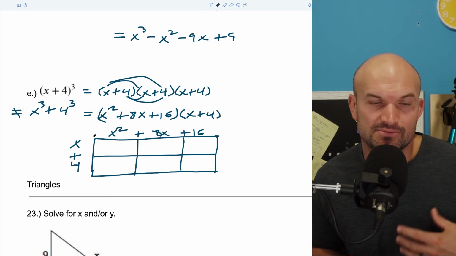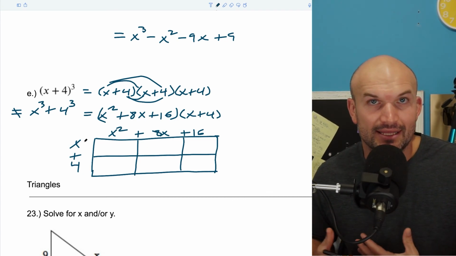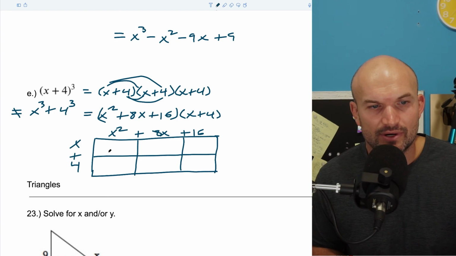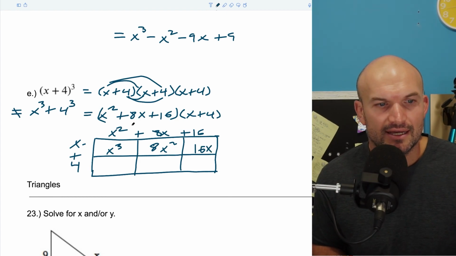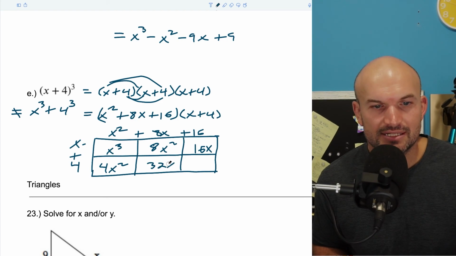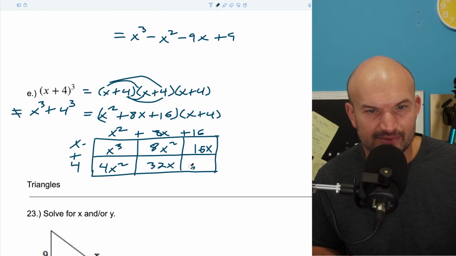Now, all you're going to do is find the area of each of these boxes. So you're just going to multiply length times width. So x times x squared is an x cubed. X times 8x is an 8x squared. X times 16 is going to be a 16x. 4 times x squared is a 4x squared. 4 times 8x is going to be a 32x. And 4 times 16 is going to be a 4, 16, 32, that's going to be a 64.